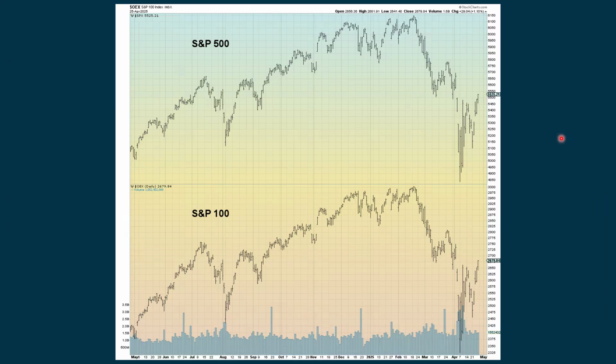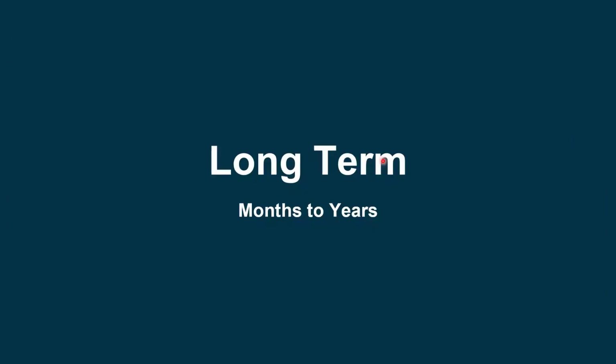Then we look at the S&P 500 and compare it with the S&P 100. This chart is just showing that we're not really seeing any divergences here. They both were going down together, and they're both going back up now. And the S&P 100 is still, on a longer-term basis, outperforming the S&P 500, even though the large caps, which make up the S&P 100, have been underperforming so far in 2025.